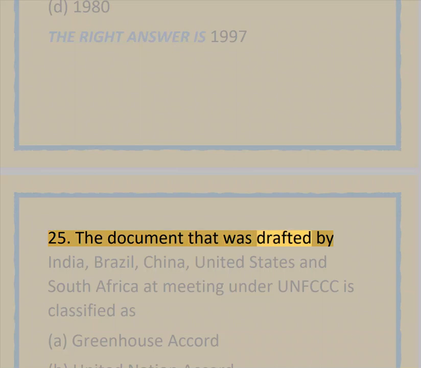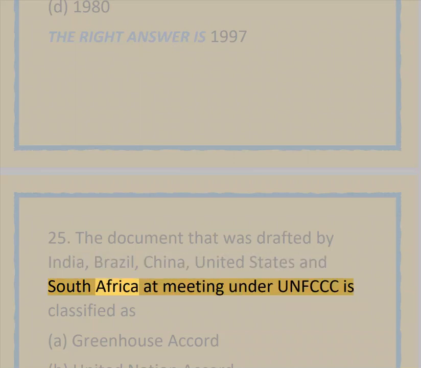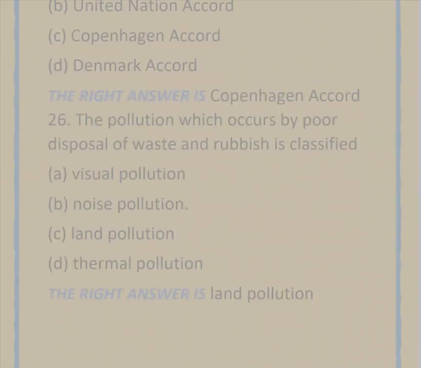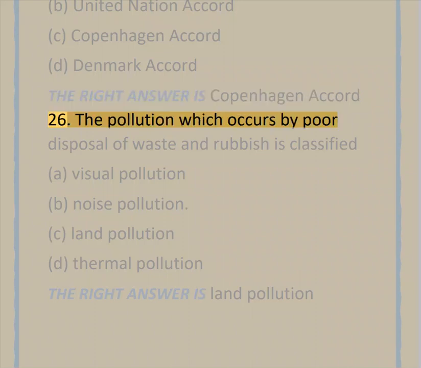25. The document that was drafted by India, Brazil, China, United States and South Africa at a meeting under UNFCCC is classified as A. Greenhouse Accord, B. United Nations Accord, C. Copenhagen Accord, D. Denmark Accord. The right answer is Copenhagen Accord.